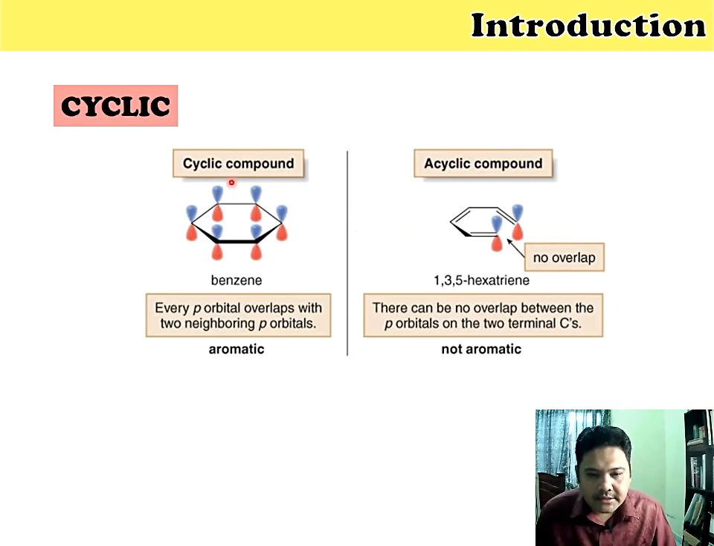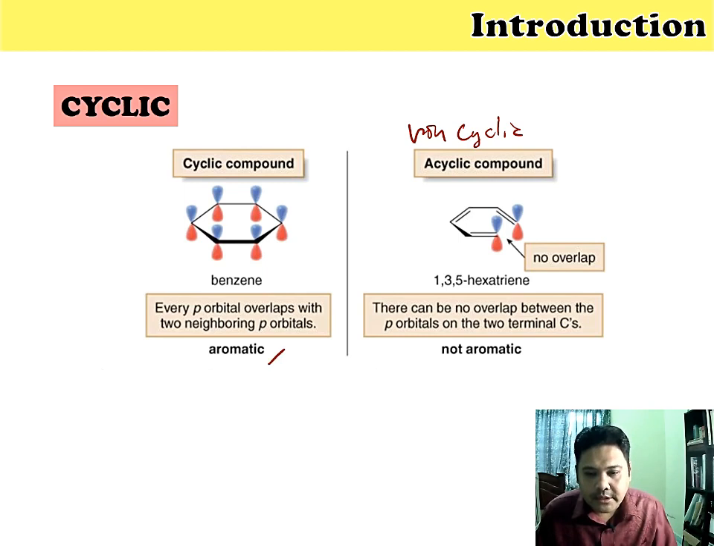The first one is cyclic. Cyclic means the structure must be a closed chain. That is the difference between cyclic and non-cyclic, which we call acyclic. In order to exist as benzene or aromatic, the structure must be cyclic, in which every p orbital overlaps with its neighboring carbon p orbitals, and this one is aromatic.